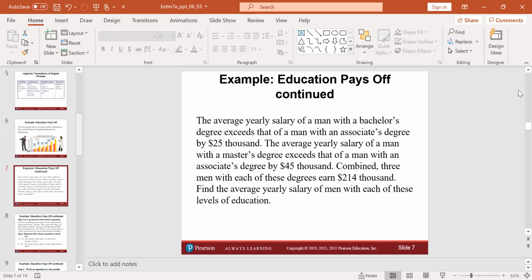Okay, well, so we can see that relationship here. So now, the average yearly salary of a man with a bachelor's degree exceeds that of a man with an associate's degree by $25,000. The average yearly salary of a man with a master's degree exceeds that of a man with an associate's degree by $45,000. Combined, a man with an associate's, a man with a bachelor's, and a man with a master's, on average, their combined salary each year will be $214,000.